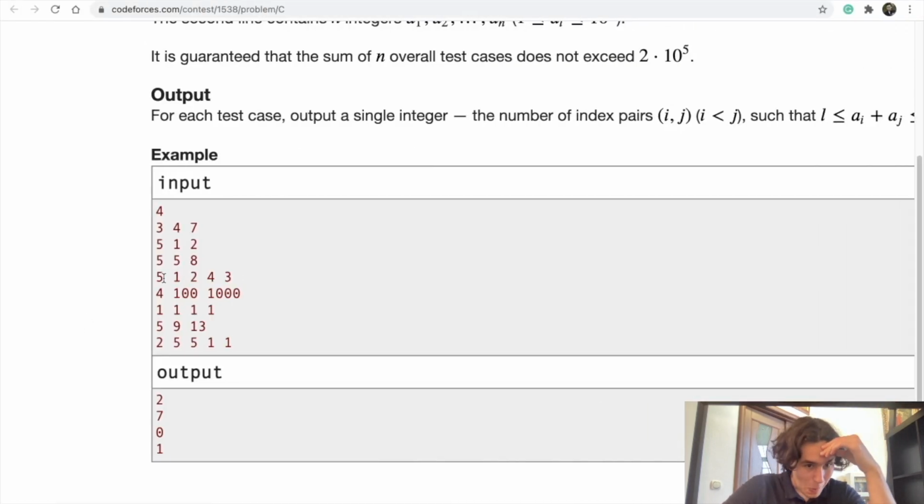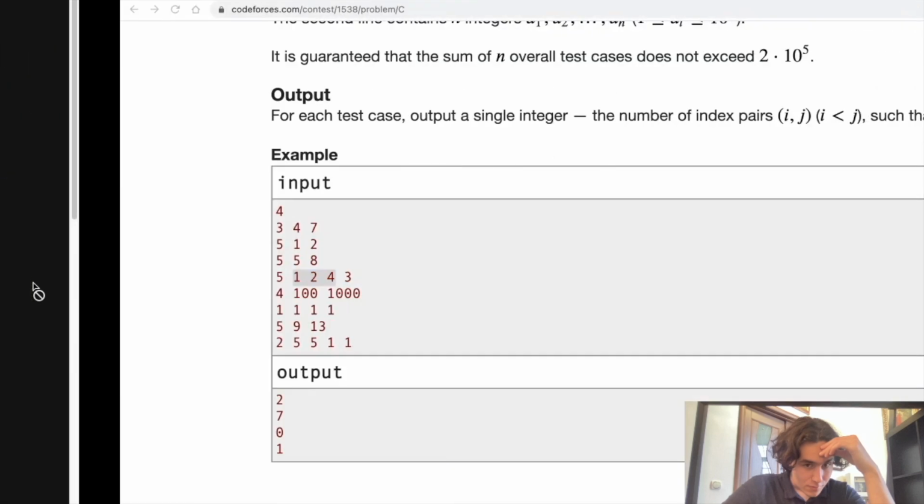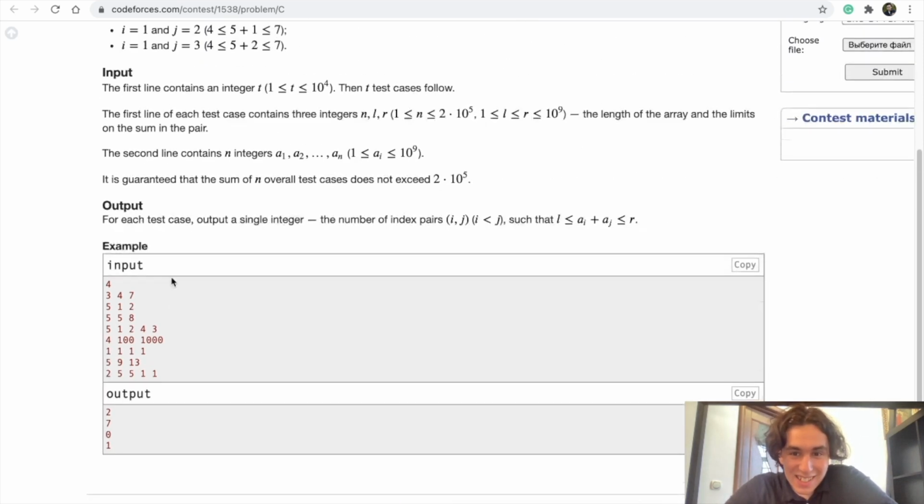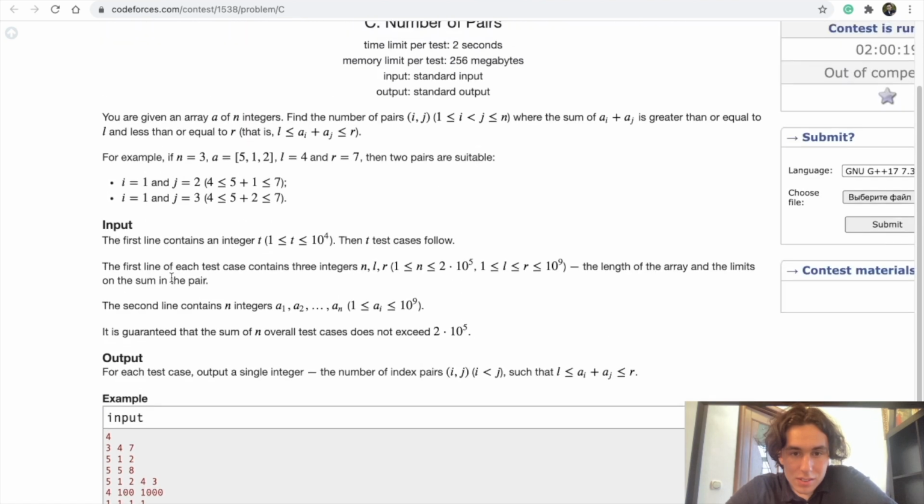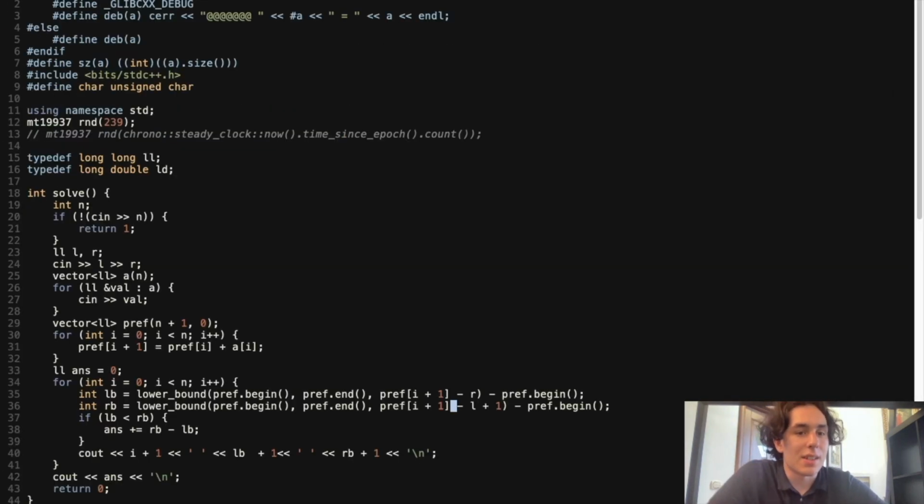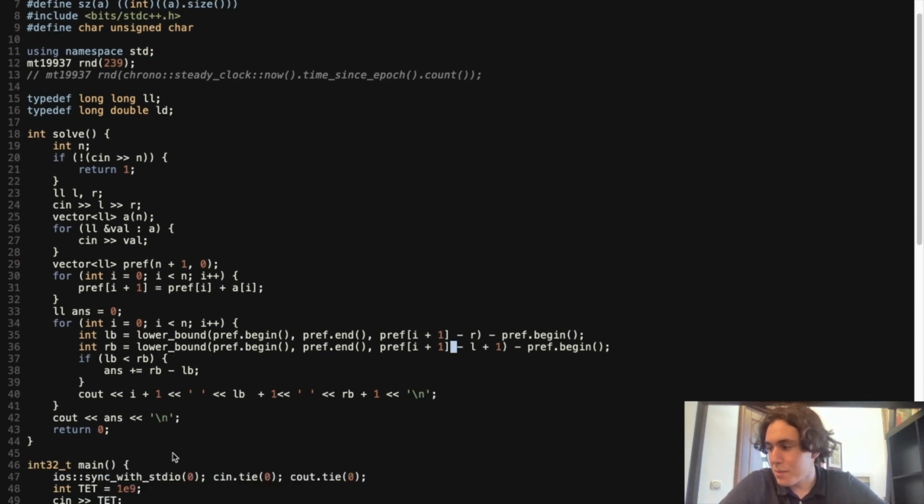Wait. 1, 2, 3, 4, 5, 6. I'm missing something. Wait. Oh my god. It's not the prefix sums. It's the sum of the elements. What? Wait, no. What?